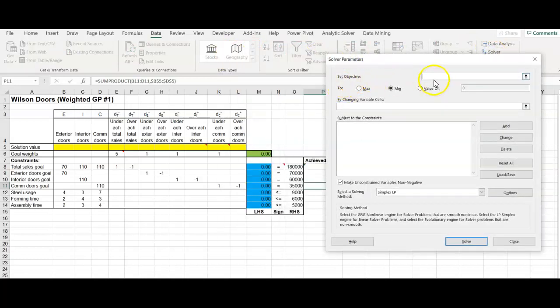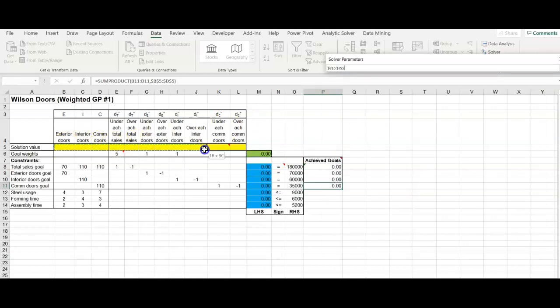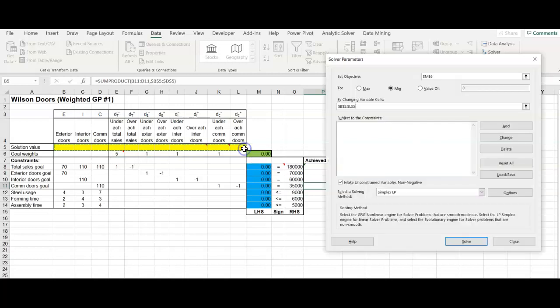The first input that we have to add to Solver is the objective function, which is the sum of all the negative deviations calculated in cell M6. We want to minimize that subject to the changing variables, which are these cells here in yellow. Notice that in our regular LP problem, we only had 3, but now we have 3 plus the 8 additional deviation variables, so a total of 11 decision variables in our goal programming model.